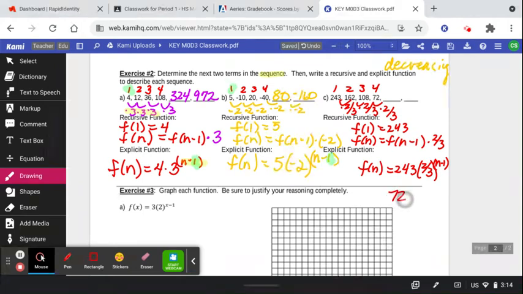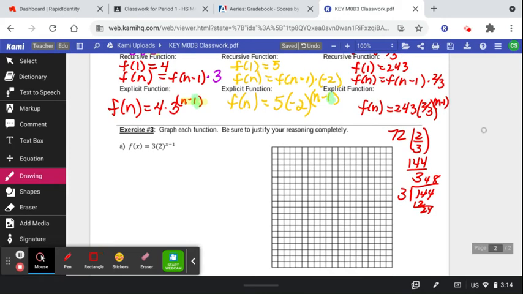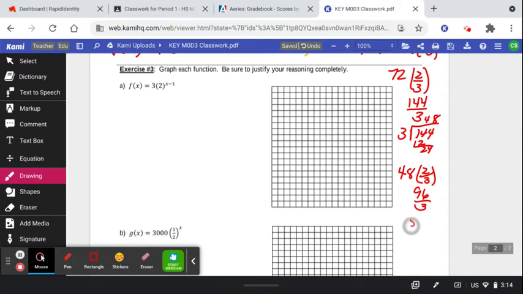I'm going to take 72, the fourth term, and multiply it by 2/3. What does that mean that I do? It means I multiply 72 times 2, so that's going to give me 144, and then divide it by 3. So I'm getting 48. I'm going to take that 48 now, multiply it times 2, so that gives me 96, and then divide that by 3.